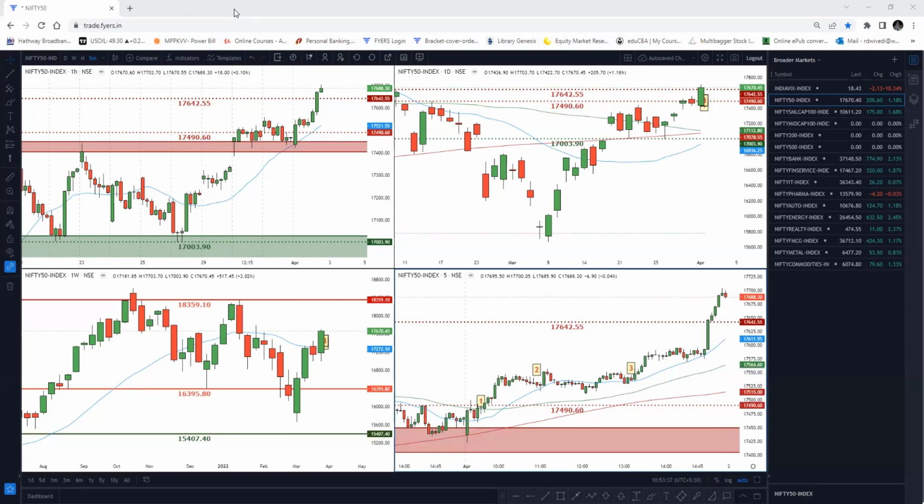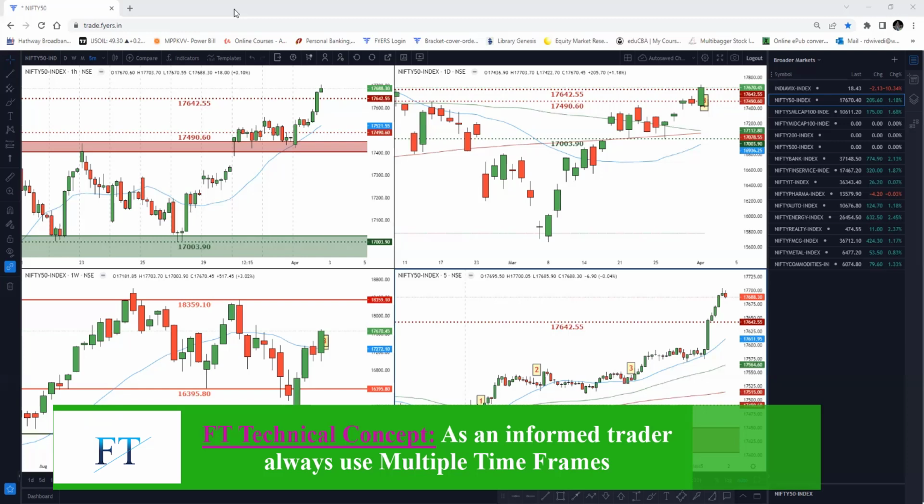Now, as you know, as one of the technical concepts, we use multiple time frame analysis. So before we go into the 5-minute time frame, which is our trading time frame in intraday trading, we take a reference from the 60-minute time frame. Let us see what has happened yesterday, and then we will move on to the 5-minute chart to see how to find the opportunity and how to take the trade in the right direction.